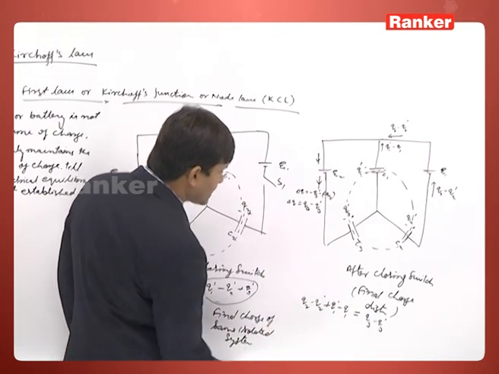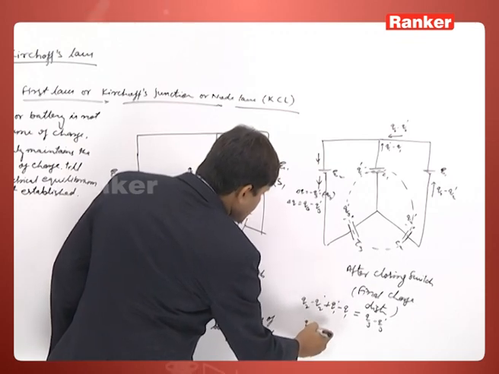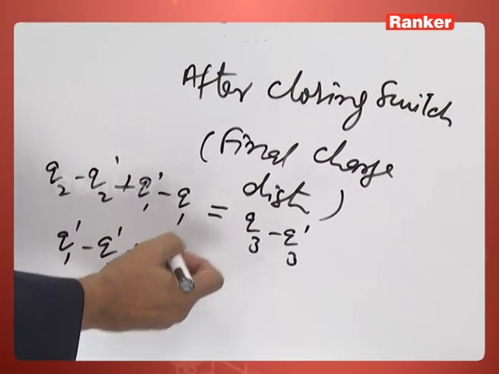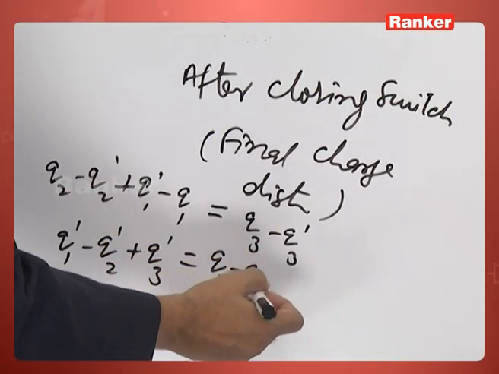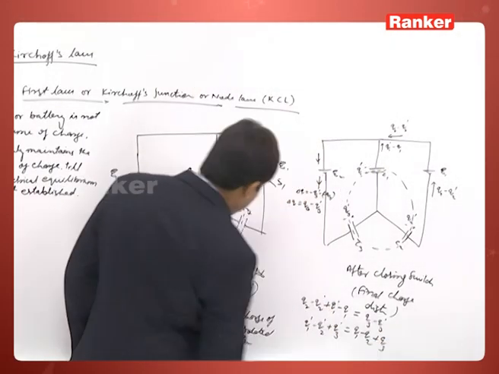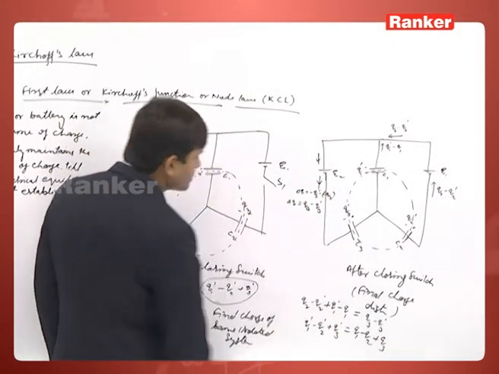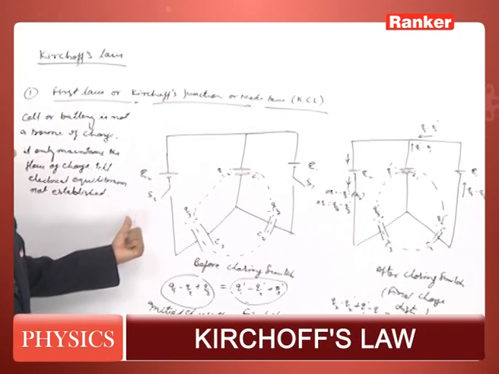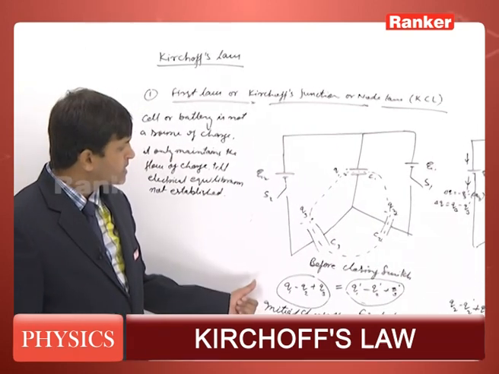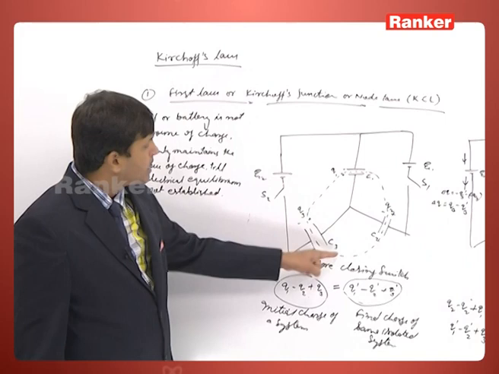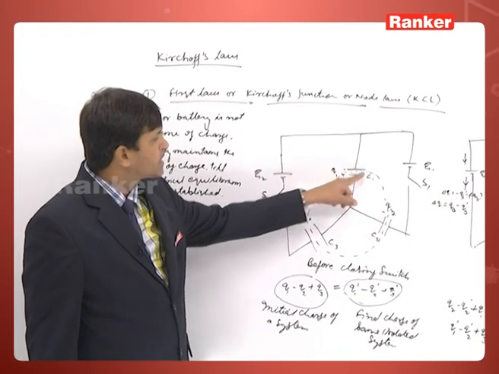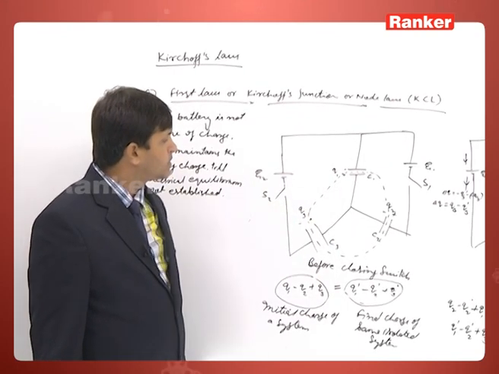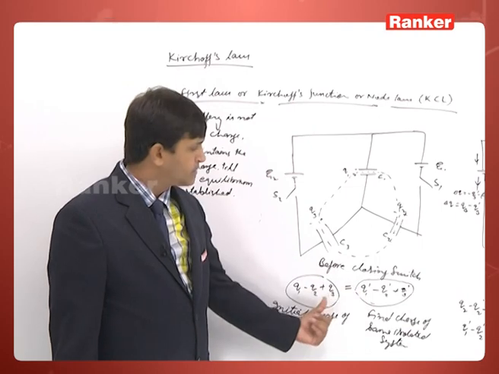So from here we can get Q1 dash minus Q2 dash plus Q3 dash is equal to Q1 minus Q2 plus Q3, and this equation and this equation are the same equation. So there are two ways of solving or applying the conservation of charge rule. One way is that we can select any isolated plates, and the sum of the charge on those isolated plates before closing the switch and after closing the switch must be the same, as we did here.